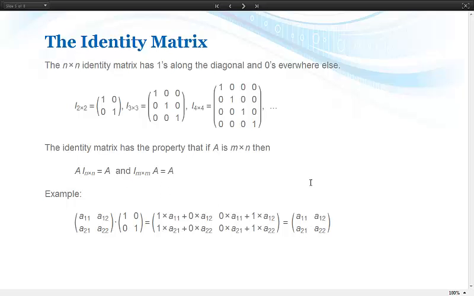And then to get the second column of the answer, I use the second column of the B matrix. So A11 times 0 plus A12 times 1. That gives me A12. And finally, A21 times 0 plus A22 times 1. That gives me, of course, A22, and that's exactly the same as the original matrix. So the identity matrix is important, and it behaves like 1 does for regular multiplication.